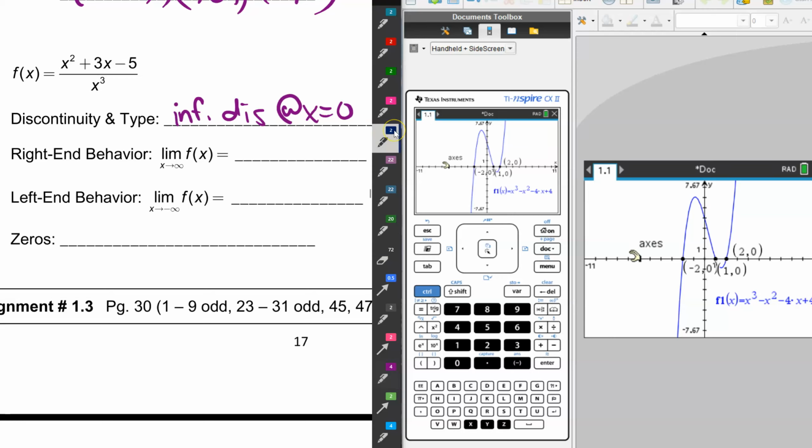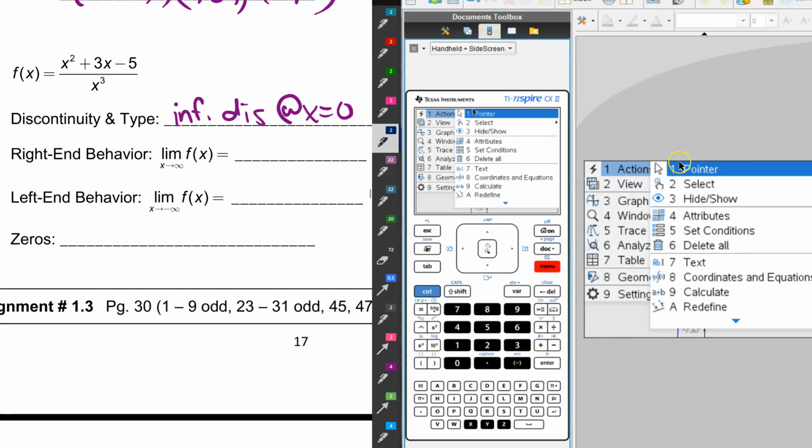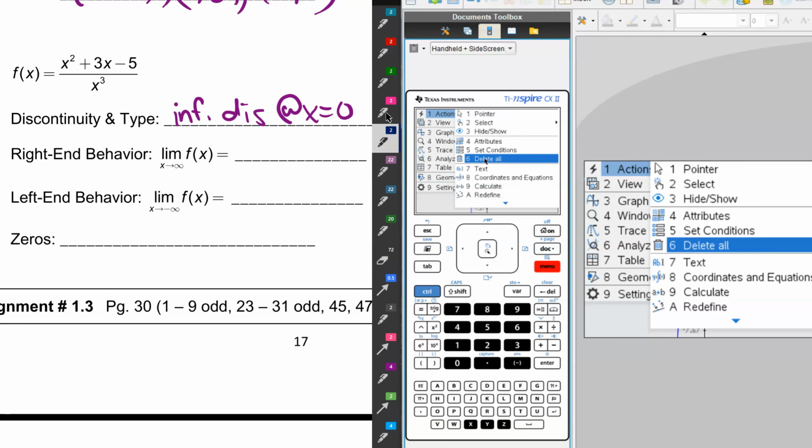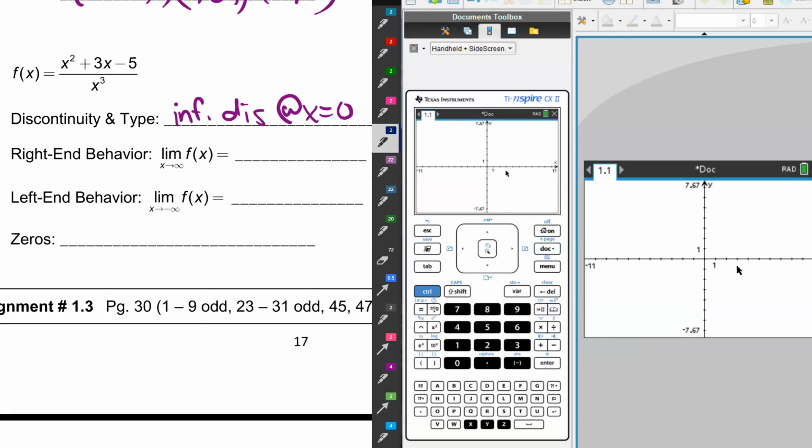Actually, I have a lot of random stuff on my screen, so I'm just going to clear all. If you need to, you can click menu, actions, delete all, and it would clear all the zeros and everything you did. So menu, actions, delete all. That way I don't have anything on my screen. Okay, so I want to enter x squared. Oh, I want parentheses around this, that way it's a whole thing on top. Plus 3x minus 5, all divided by x cubed.